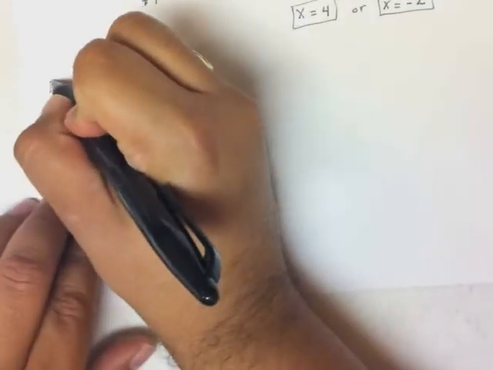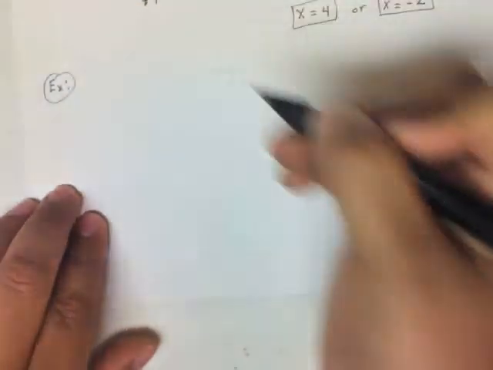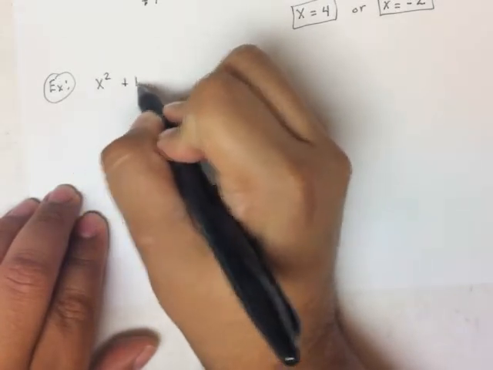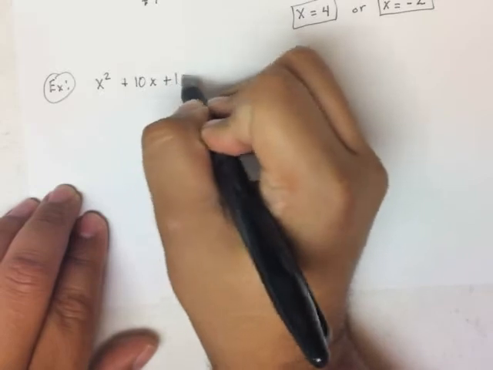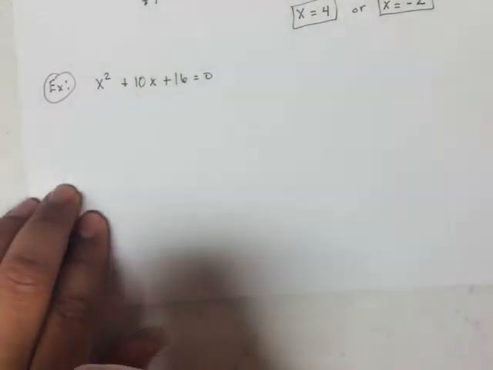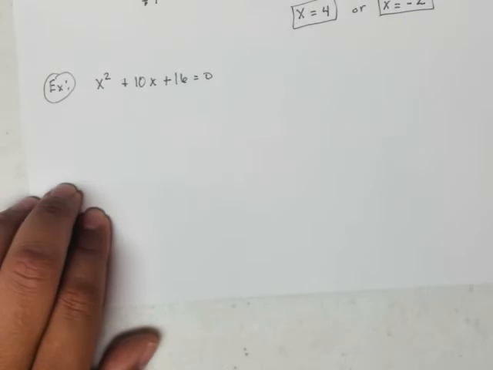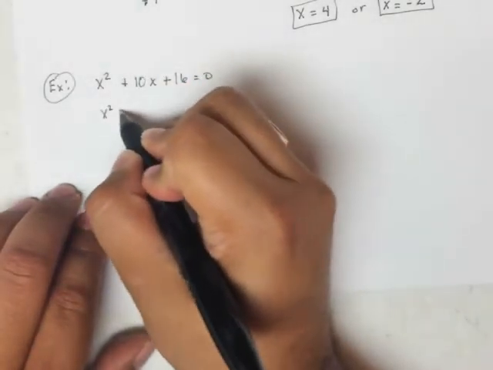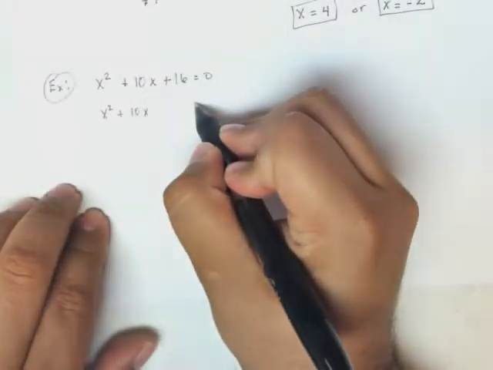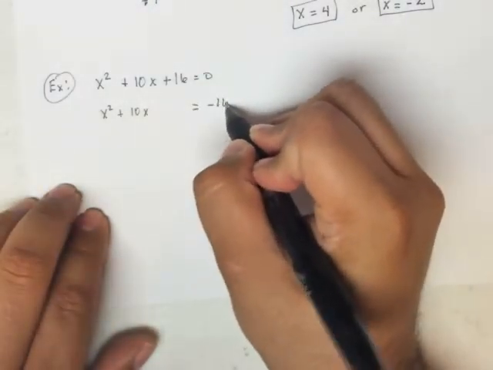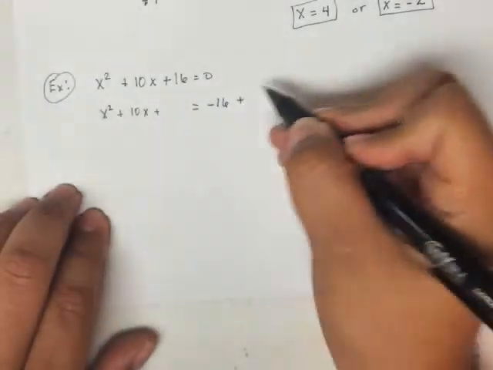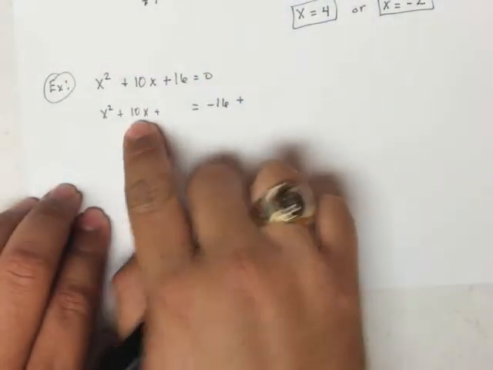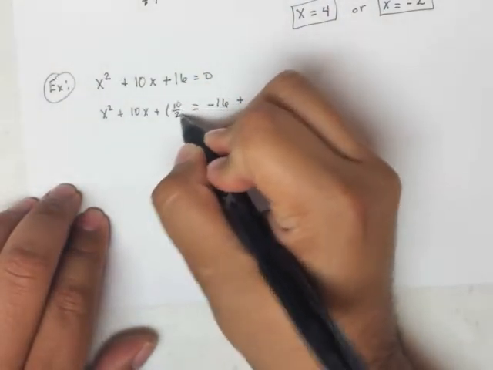So let's take a look at another example. x squared plus 10x plus 16 equals 0. This one is also very, very factorable. So what we want to do is take x squared plus 10x, set the constant to the other side, and add half of the b coefficient. Well, what's 10 over 2? That's right, it's 5.